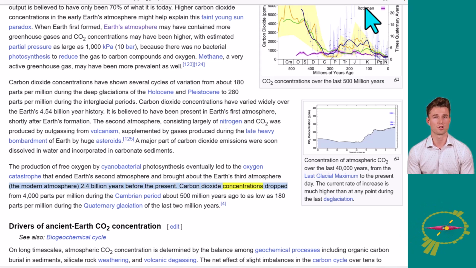Carbon dioxide concentrations dropped from 4,000 parts per million during the Cambrian period about 500 million years ago to as low as 180 parts per million during the Quaternary glaciation of the last 2 million years.